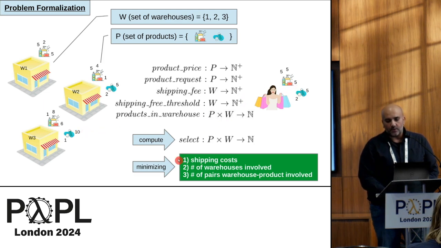And then there are objective functions. First of all, we would like to minimize the shipping cost. After that, we would like to simplify the logistic, so contact warehouses only if they are needed. And finally, we would also like to simplify the interaction with each warehouse by minimizing the number of pairs, warehouse and products, that are involved.